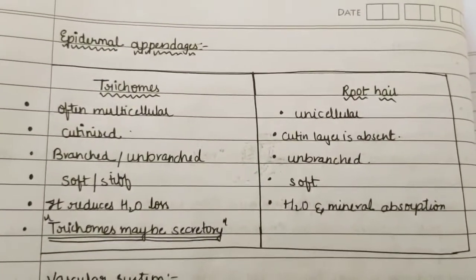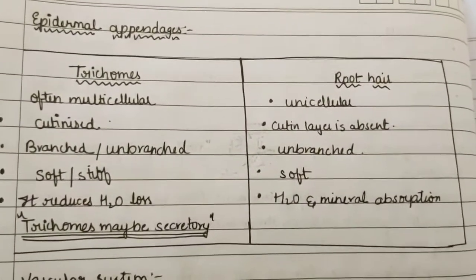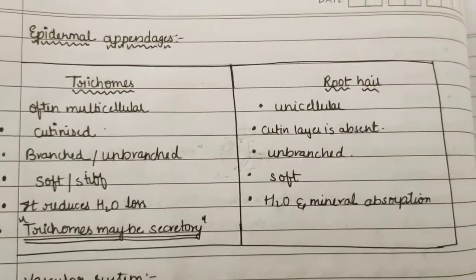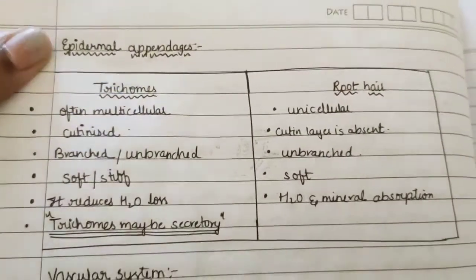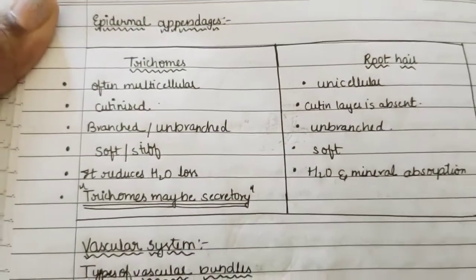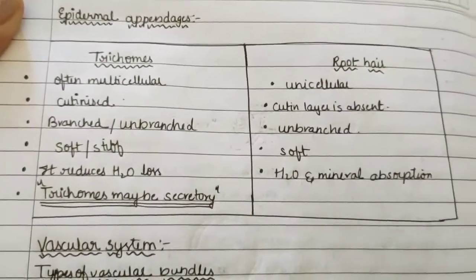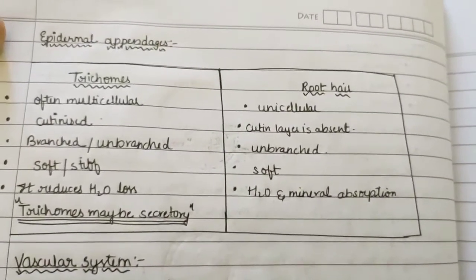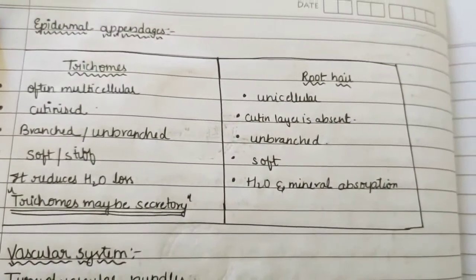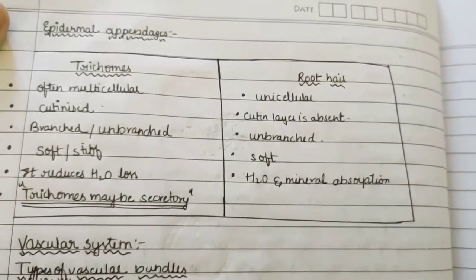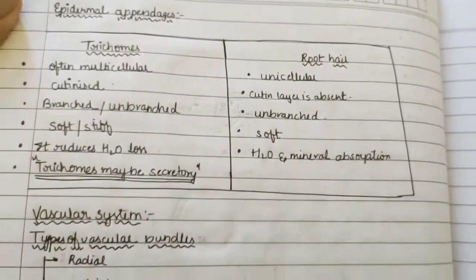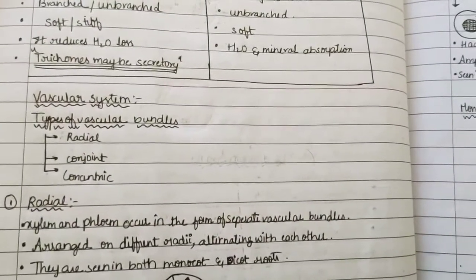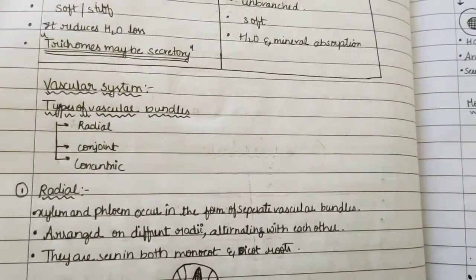Let us discuss epidermal appendages. There are two types of epidermal appendages known as trichomes and root hair. Trichomes are often multicellular and cuticularized. They may be branched or unbranched, and soft or stiff. They reduce H2O loss, that is water loss, and trichomes may be secretory. Root hairs are unicellular, the cutin layer is absent, and they are unbranched and soft. Water and mineral absorption is done by the root hair.